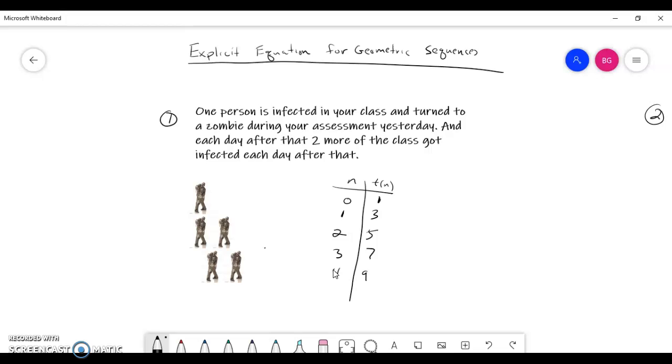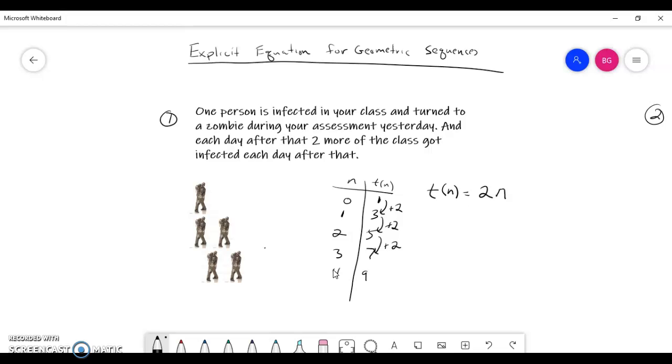You should have noticed this is an arithmetic sequence. You're adding 2 zombies each day, no matter what, that's all that's happening. So we should have it in the y equals mx plus b form, or our slope-intercept form. So I'm going to have t of n equals. Our growth here, or our common difference, is a positive 2, so I'm going to say 2n, because we're using n and t of n.